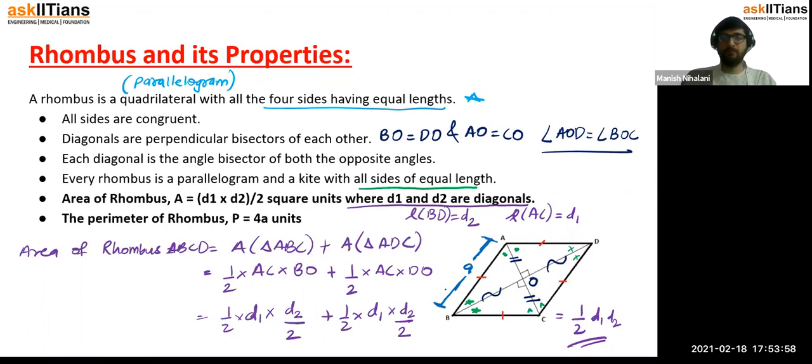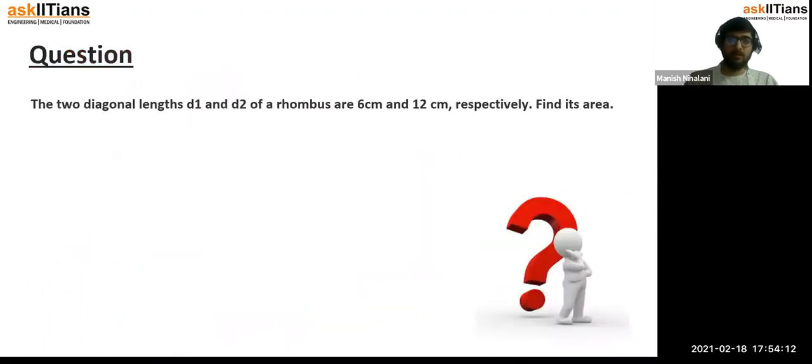So I hope this is clear now and you all understood how we got the formulas for area of a rhombus, perimeter of a rhombus, and what are the properties of a rhombus. Now let's quickly solve this question. It says two diagonals of length d1 and d2 are respectively this, find its area.